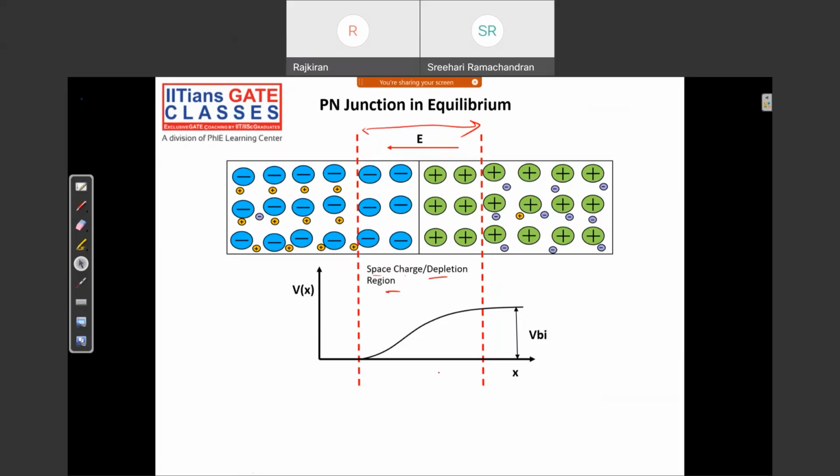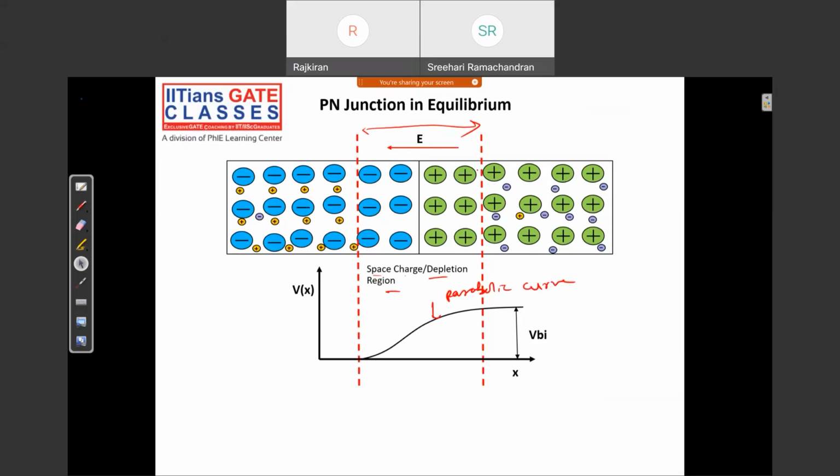Sir, is the potential varying linearly, since the negative potential gradient is the electric field? No, see, that I will discuss. It is a parabolic curve. It's a parabola. That we will discuss, how it comes about.